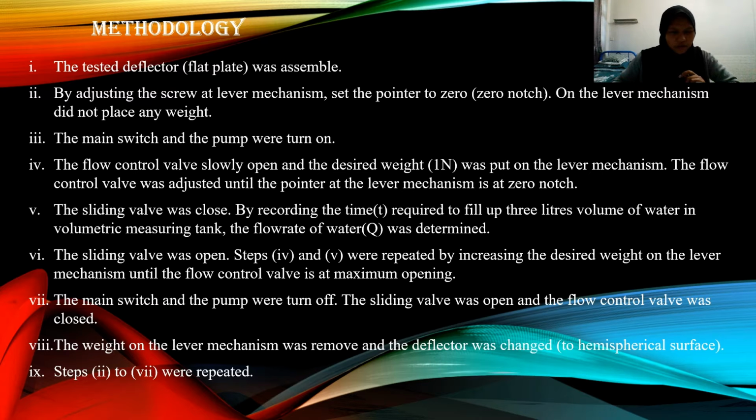The fifth step, the sliding valve was closed. By recording the time required to fill up 3 liters of water in the volumetric measuring tank, the flow rate of water, Q, was determined. Next, the sliding valve was opened. Step 4 and step 5 were repeated by increasing the desired weight on the lever mechanism until the flow control valve was at maximum opening. Next, the main switch and the pump were turned off. The sliding valve was opened and the flow control valve was closed.